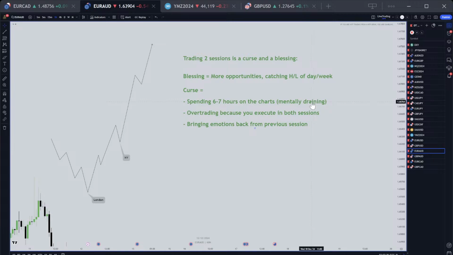It's mentally draining and not necessary. You're at risk of overtrading because you potentially execute in both sessions, and you can bring back emotions from the previous session. If you only have one session to trade, let's say you live in the New York time zone, then you have a night's sleep between your trading sessions. The night's sleep is an emotional reset, which is very nice to have. If you trade multiple sessions on the same day, you don't have that reset, which is also a curse.